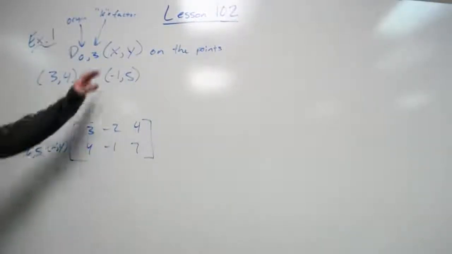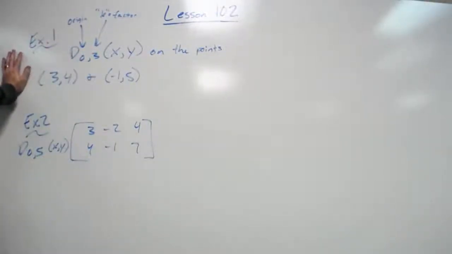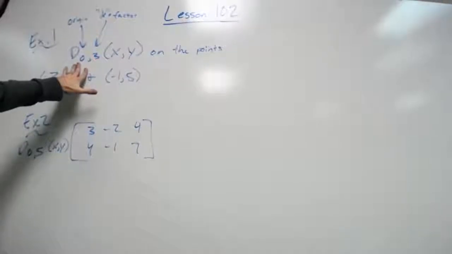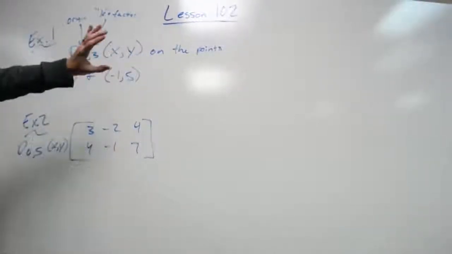Dilations in the coordinate plane on lesson 102. Everything here is very, very simple, okay? The only thing is it looks confusing, so I just have to label what a couple of these letters mean. But once you understand what they mean, all the math is very, very simple.